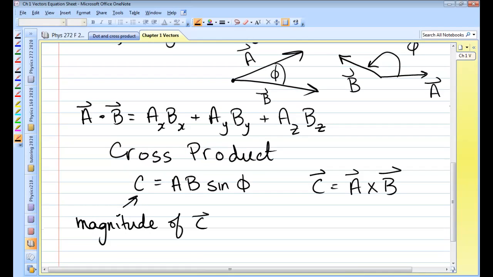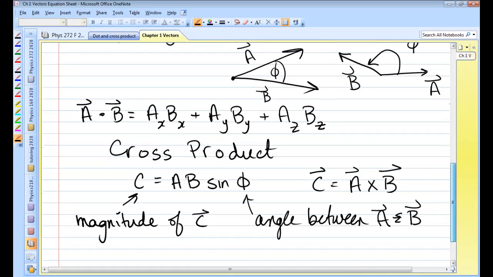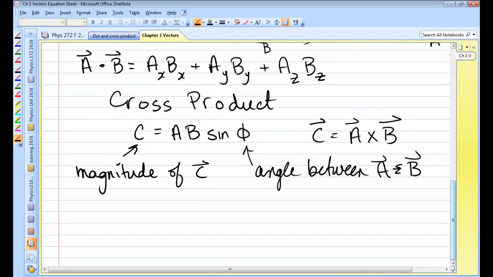Magnitude of C. And remember, those are the two magnitudes. And once again, that is the angle between A and B. So if you know the angle between A and B, you can get the magnitude of the cross product. If you want to actually get the components of the vector, then you do the little determinant, where you go I hat, J hat, K hat, and I'm sure you've done this in your math class, so everyone should know how to do this.